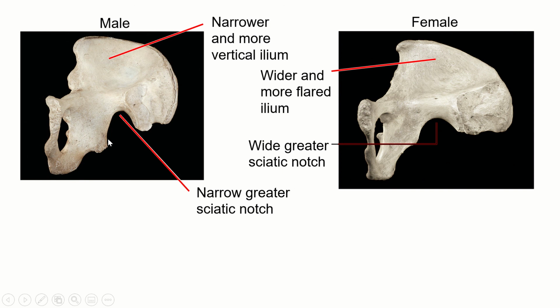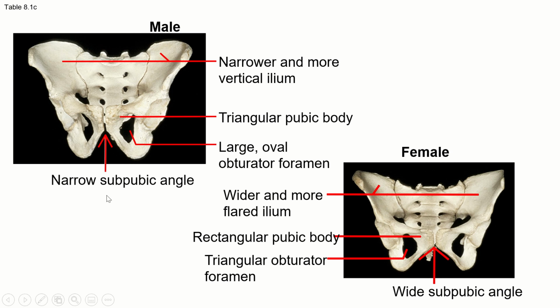The greater sciatic notch tends to be narrower on the male os coxa and wider on the female. Okay, and even here, it's kind of hard to tell; this is narrower and more vertical and wider and more flared. It doesn't really seem like it from here. So the greater sciatic notch and the subpubic angle are the two things that are easier to distinguish.